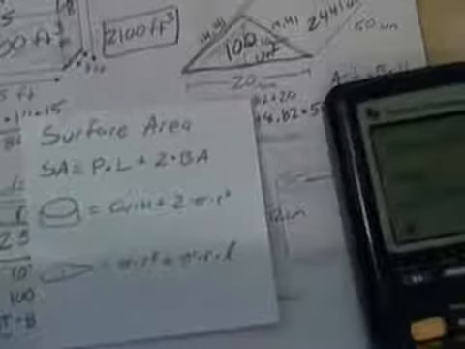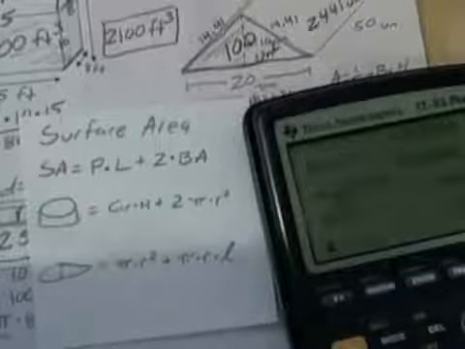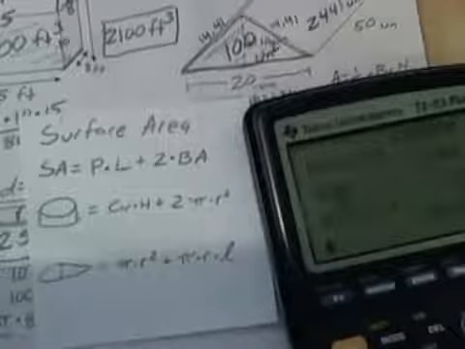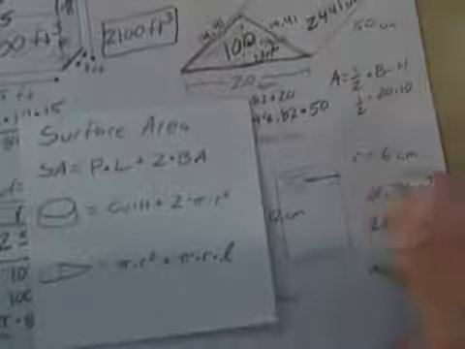Pi times r squared would be 36. And again, we're going to multiply it both for the top and the bottom. So we have 2r squared. So 36 times 2 is 72. Times 3.14 for pi is 226.08. So our ends are 226.08. Now our circumference. A little while back we did the formula for circumference, and that is pi times 2r.